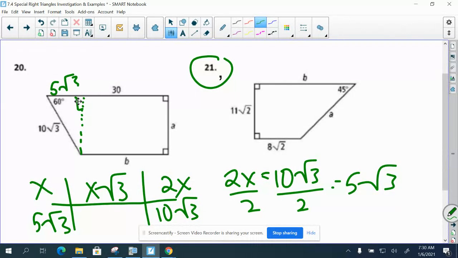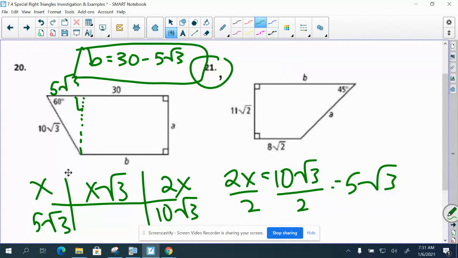And just make a note that 30 is the whole thing, right? So to figure out b, you would just need to take 30 and subtract 5 square root 3. So b is equal to 30 minus 5 square root 3. And you can't simplify that because they're not like terms, so you would just leave your answer like that.